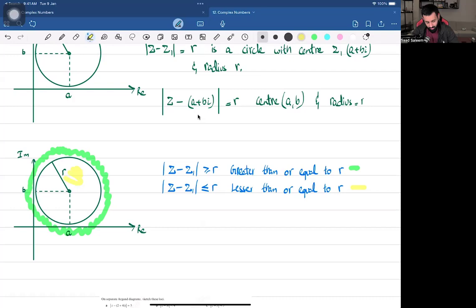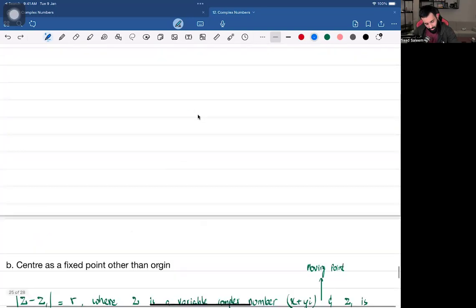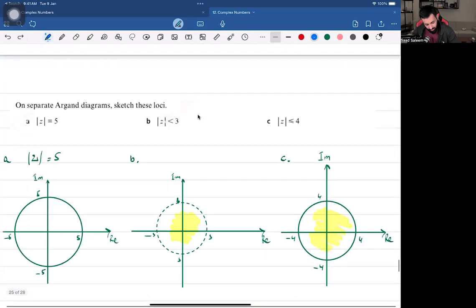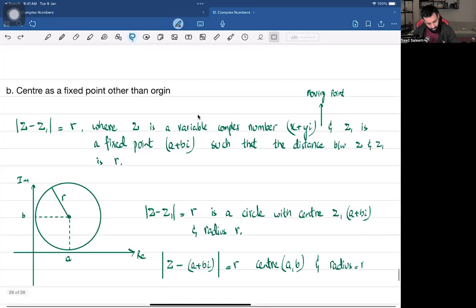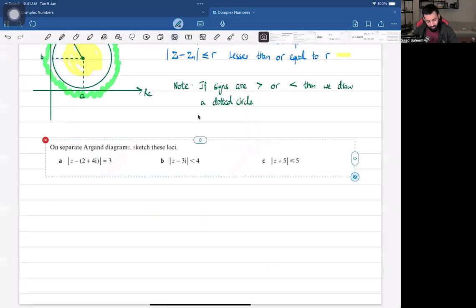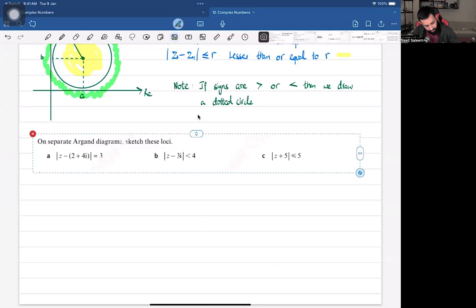So remember this rule, and the same rule here also applies, that if the signs are strictly greater than or lesser than, we draw a dotted circle. Here we are. Now, this right here are a few questions that we're going to solve. So let's start with the first part.